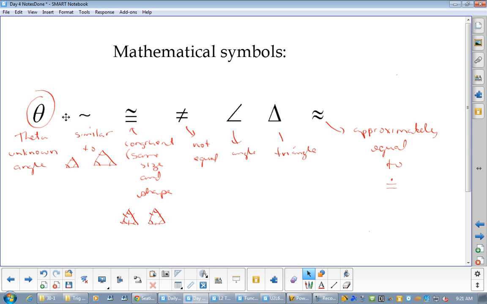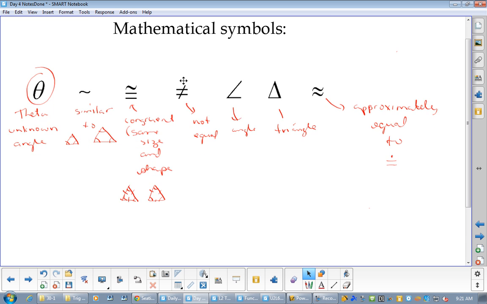It's in my book right now, so you can come do it later. Okay? This is similar triangles. This is congruent, meaning the same. This is not equal. This is what we use for the angle sign. Okay? This is what we use for triangle sign. This is what we use for approximately equal to.